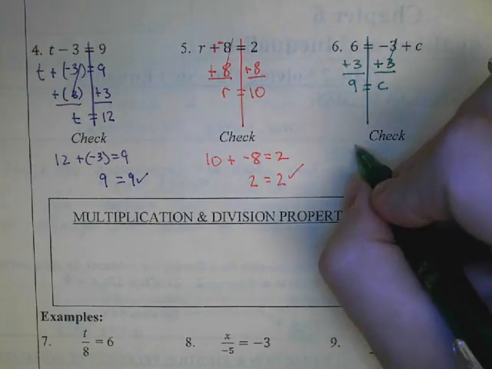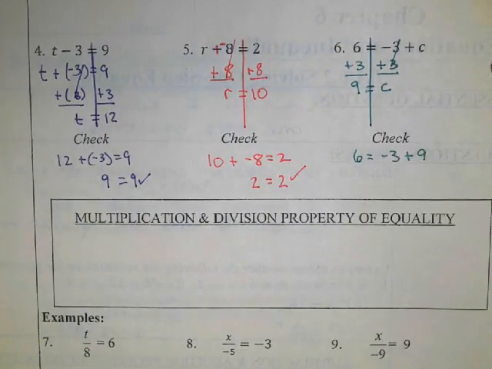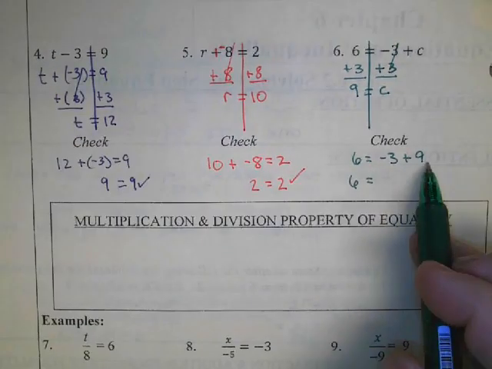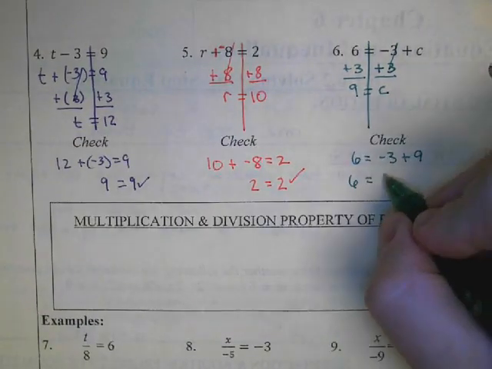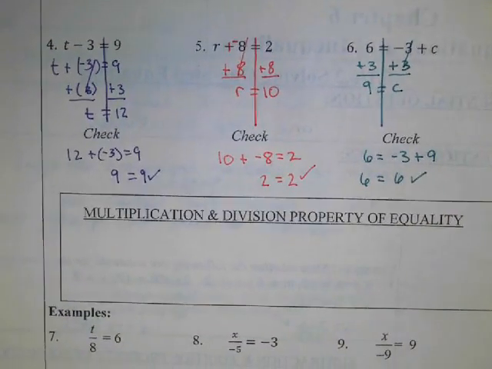We'll plug this in with 6 is equal to negative 3 plus 9. We'll bring down our 6 and our equal sign, and negative 3 plus 9, different signs, subtract, and we get 6 equals 6, so we get a check.